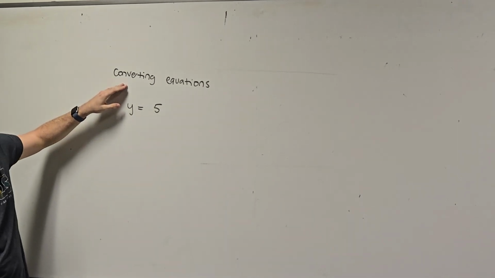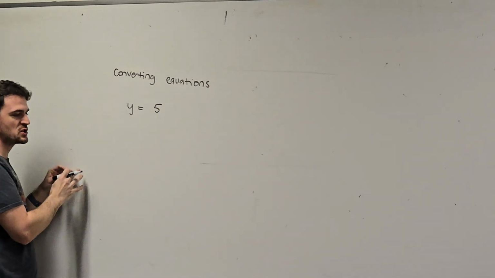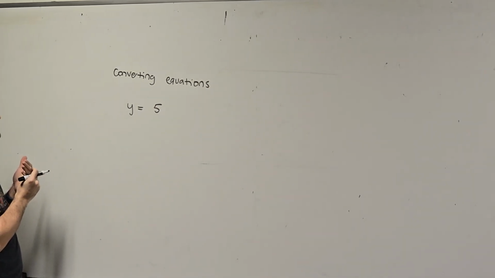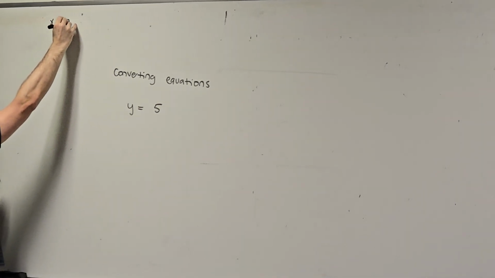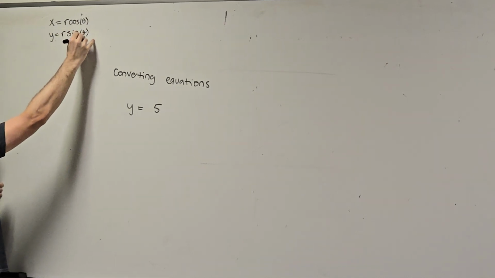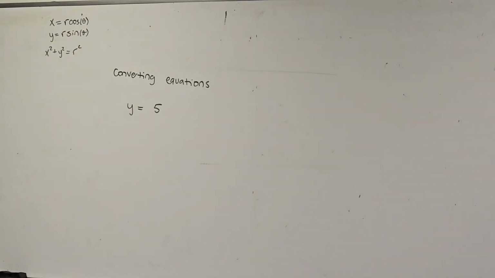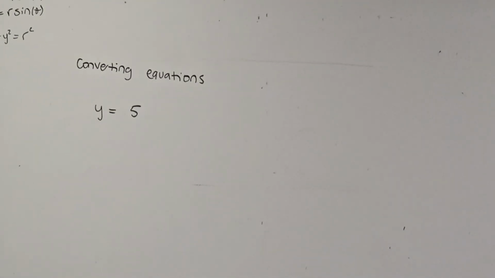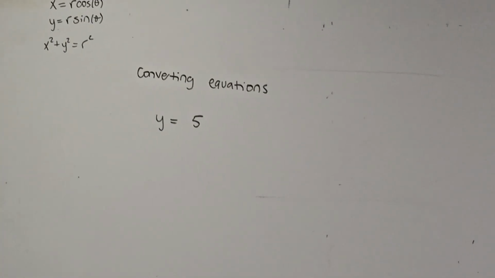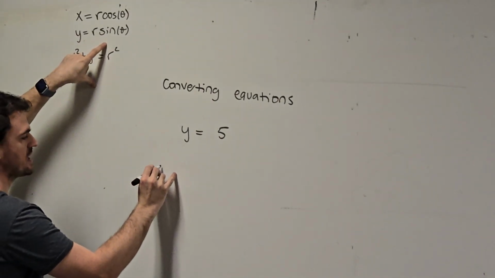If I want to convert from rectangular to polar, then I'm simply going to look at that toolbox. And I remember that x equals r cosine theta, y equals r sine theta, and x squared plus y squared equals r squared. So if I want to convert y equals 5, then I'm just going to say, well, y is equal to r times sine theta.